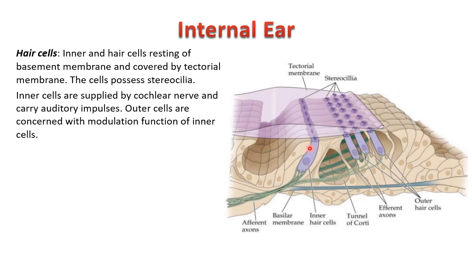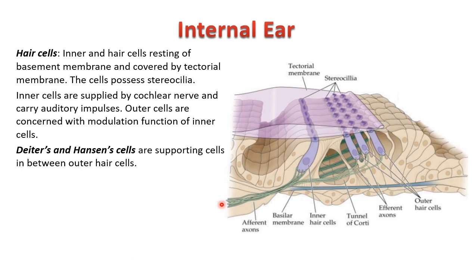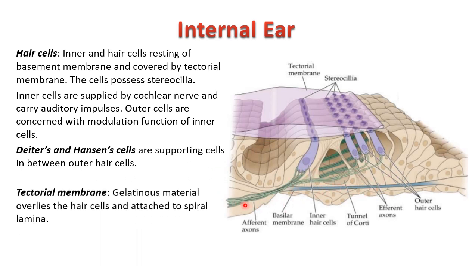Now, these inner hair cells are supplied by the afferent fibers. Here you can also see the efferent fibers make contact with the outer hair cells, and they all form terminal synaptic buttons, which end in the spiral ganglion, and from there the central process starts as the cochlear nerve. Then you also have supporting cells in between, called the Deiters and the Hensen's cells.